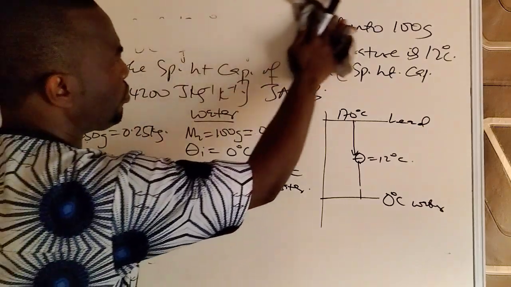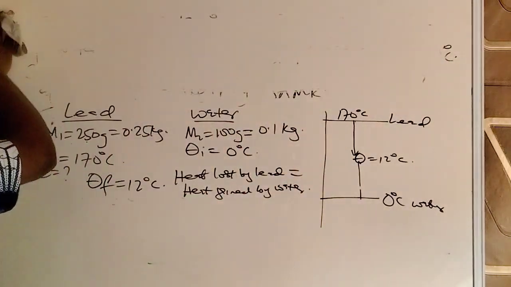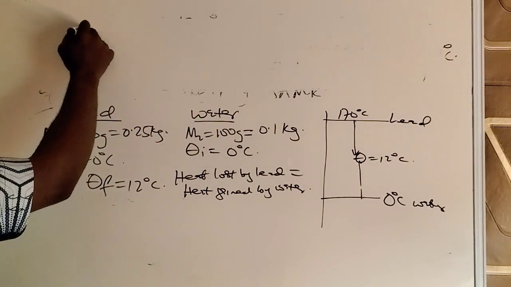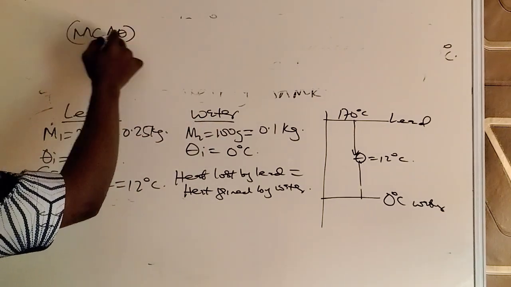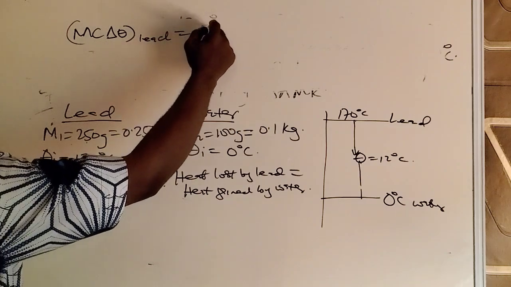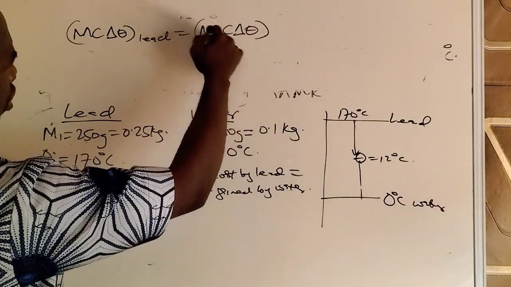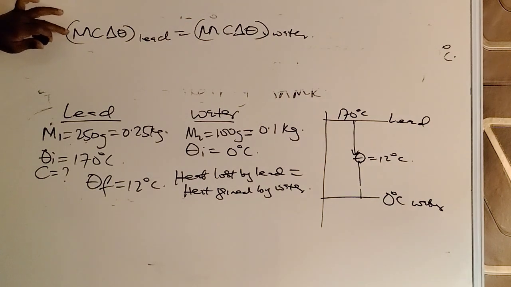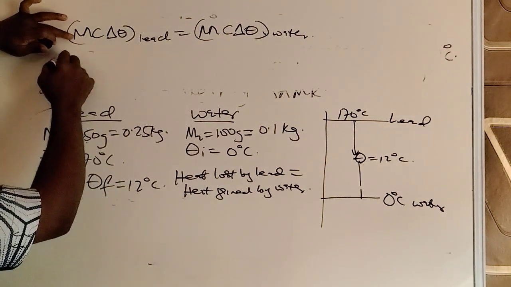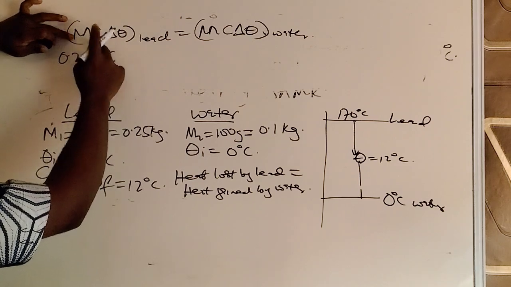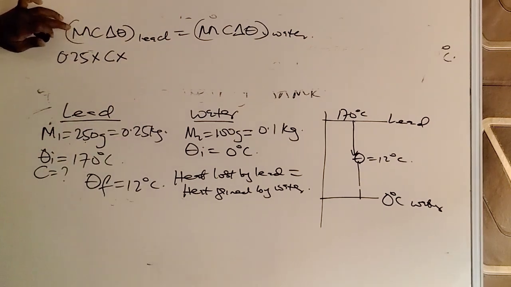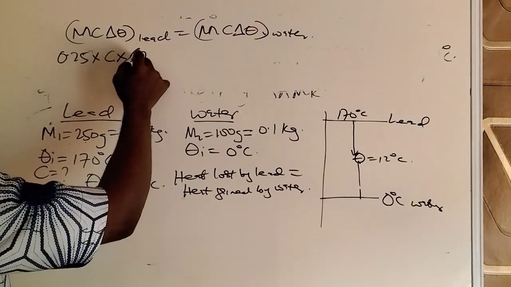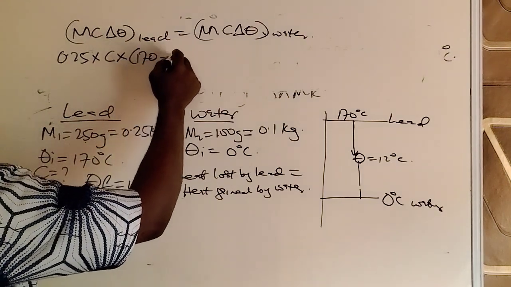Having done that, we now have the mass of the lead. The heat lost by lead is given by MC change in temperature for lead, equal to MC change in temperature for water. We now input the values. The mass of lead is 0.25. The specific heat capacity of the lead is what we're looking for. The change in temperature: remember that lead is at a higher temperature than the final. The change now becomes 170 minus 12.